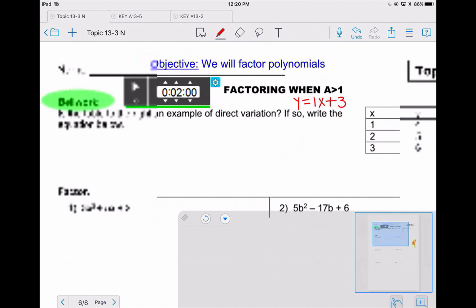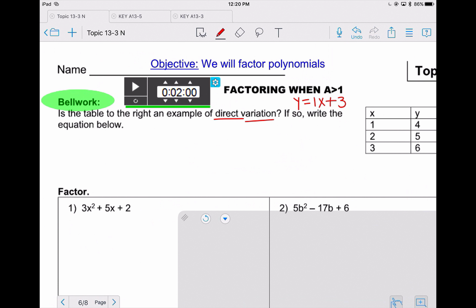Now the question asks if this was an example of direct variation. Direct variation means that there is not a value after the x. So something like 5x or 2x or 35,000x, but nothing that follows is an example of direct variation. So no, this is not an example. So we don't write the equation below, which is why I wrote it up here. You could also write it above the table. But the big thing here is that direct variation means there's no number after the x.